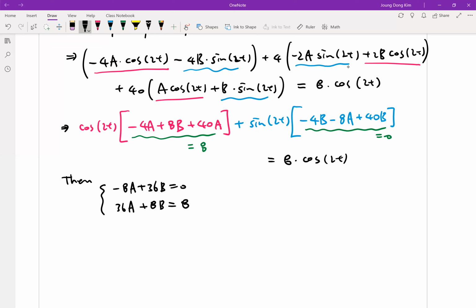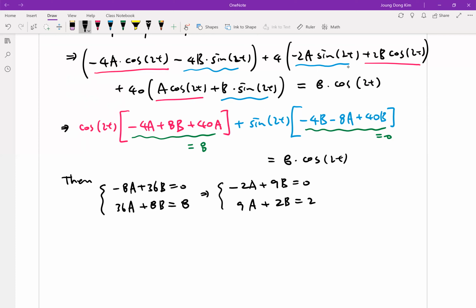So to solve this problem, there are two ways. Before doing that, let me simplify by dividing by 4 everywhere. Then this can be simplified this way: negative 2a plus 9b is equal to 0, and 9a plus 2b is equal to 2. It's much clearer, right? So we can do either the elimination or substitution.